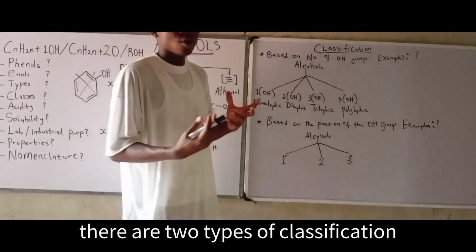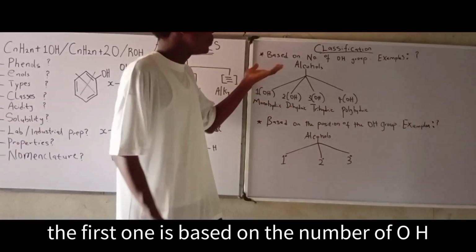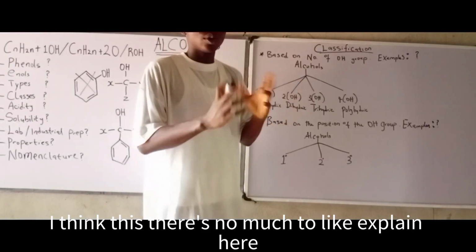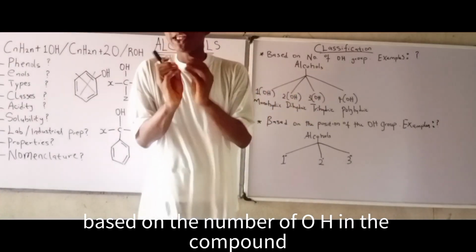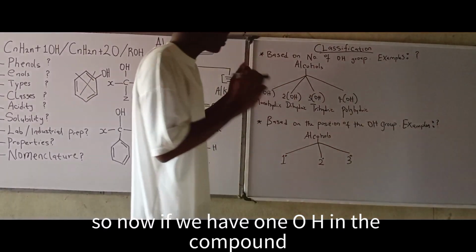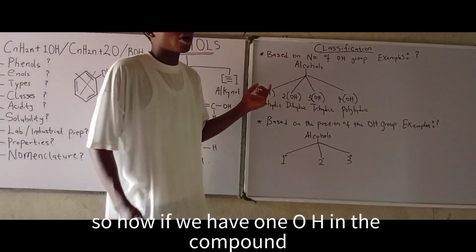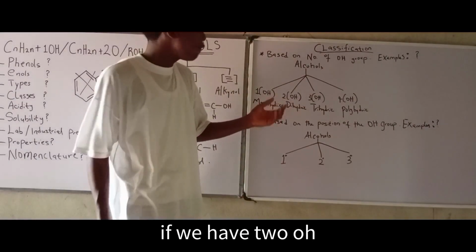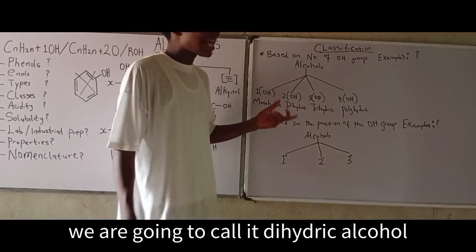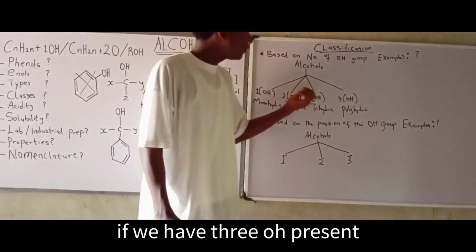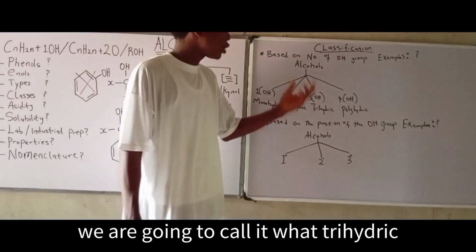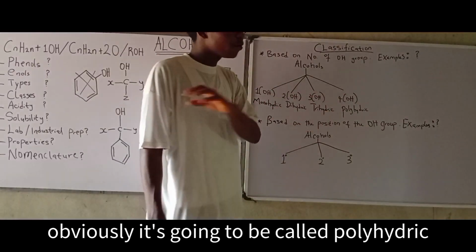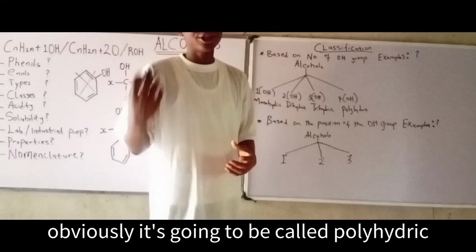There are two types of classification. The first one is based on the number of OH. There's not much to explain here. It is based on the number of OH in the compound. If we have one OH in the compound, we are going to call it a monohydric alcohol. If we have two OH, we are going to call it dihydric alcohol. If we have three OH present, we are going to call it what? Trihydric. And finally, if we have four OH present, obviously it's going to be called polyhydric.